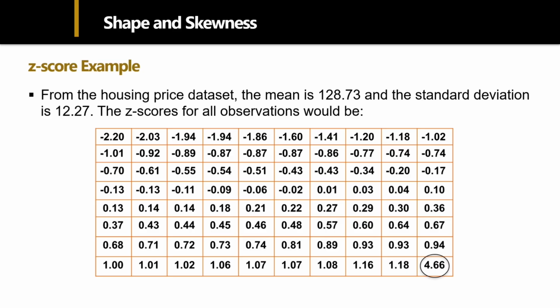Going back to the real estate example for the housing data we have, the mean is about 129. The standard deviation is 12.27. So if I took all 80 of those values, subtracted the mean, and then divided by that standard deviation, I would create the following table of z-scores for all 80. They range from negative 2.2 standard deviations away all the way up to 4.66. We don't have any observation that was exactly the mean, which is fairly common, but we have some that are very, very close right here.